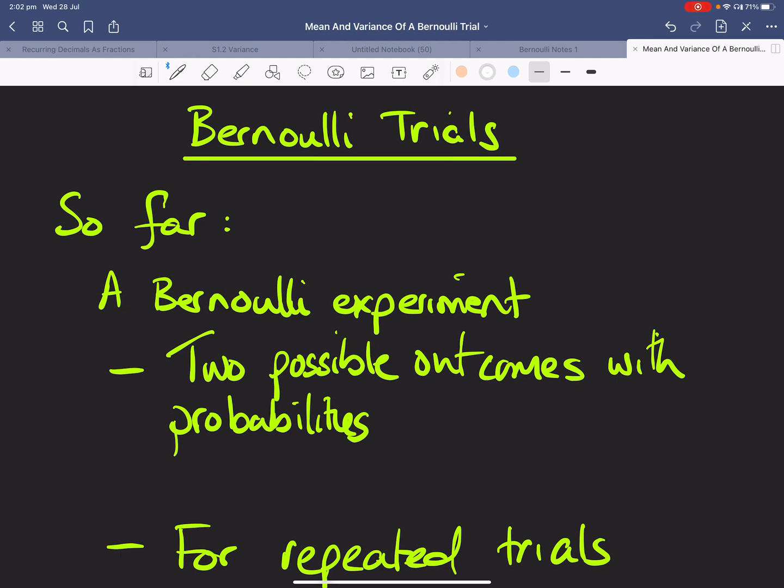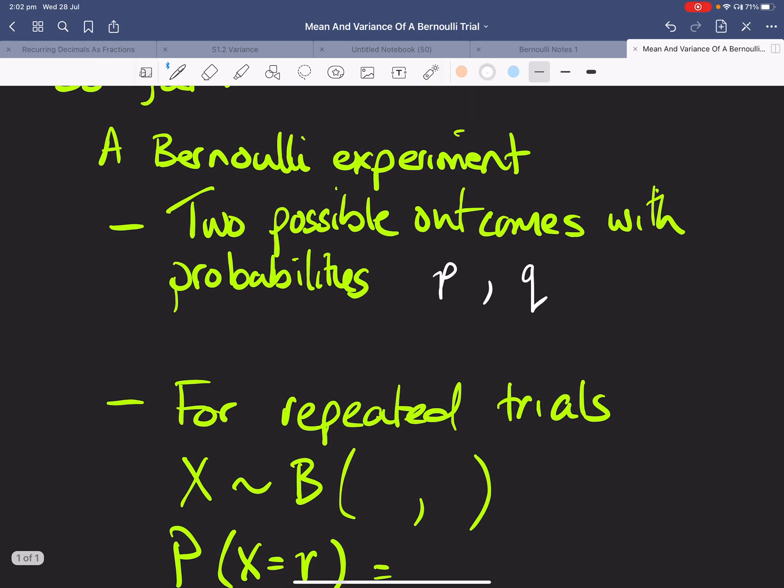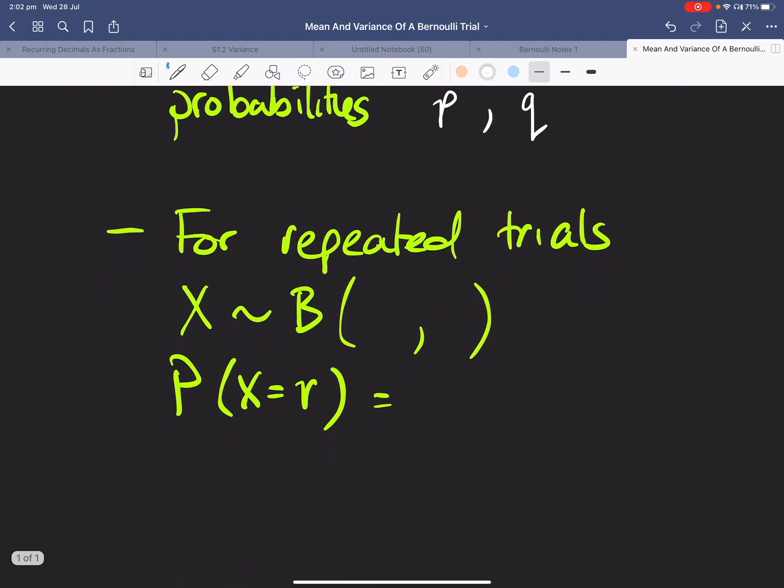So having a look at the style of questions we've looked at so far on this topic on Bernoulli trials, first of all, a definition. We're looking particularly at questions that have two possible outcomes, where the probability of a success is denoted with P and the probability of a failure is denoted with Q. We've had a look at questions where we have repeated trials of a particular Bernoulli experiment, and the notation that we've used for that is to say we have a Bernoulli trial where we have n repetitions of the trial and the probability of success is P.